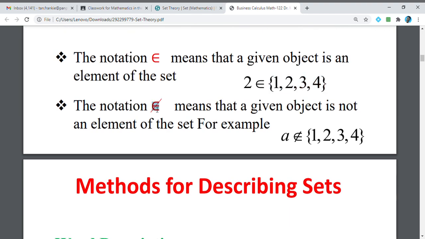Then this symbol is known to be, it's not an element, which means to say it is not a member of a set. So we have here an example. In this example, we have A. A is obviously not an element of this specific set. So here we have the elements of this particular set. We have 1, 2, 3, 4. And your A couldn't be found in this kind of set. Therefore, A is not an element of this set.